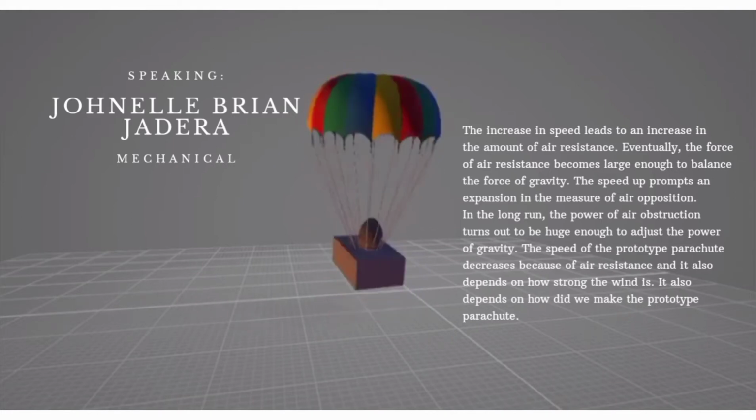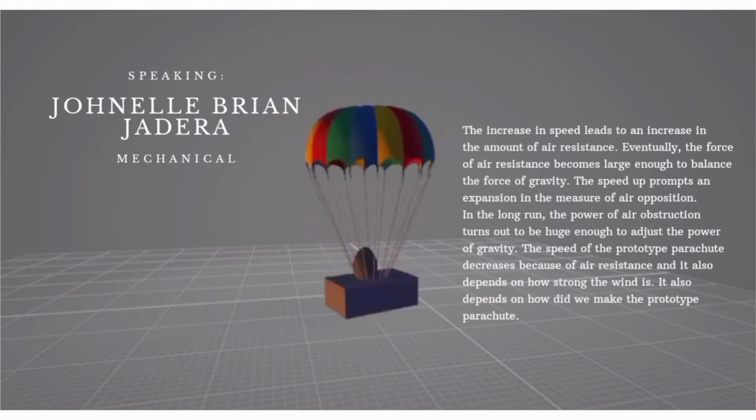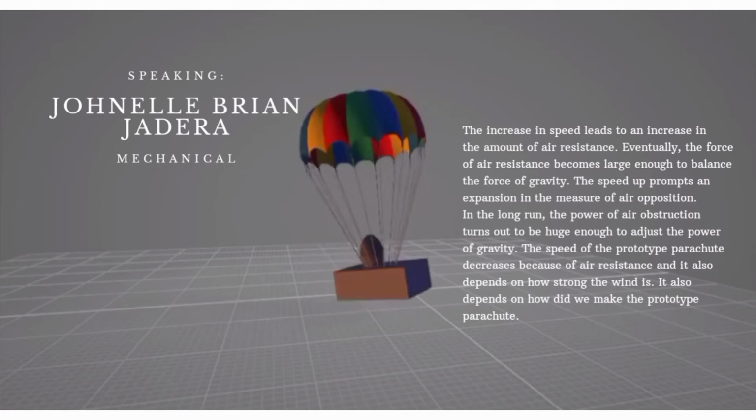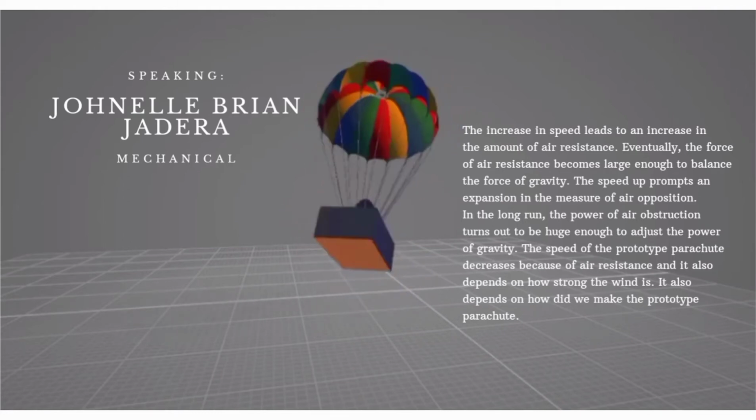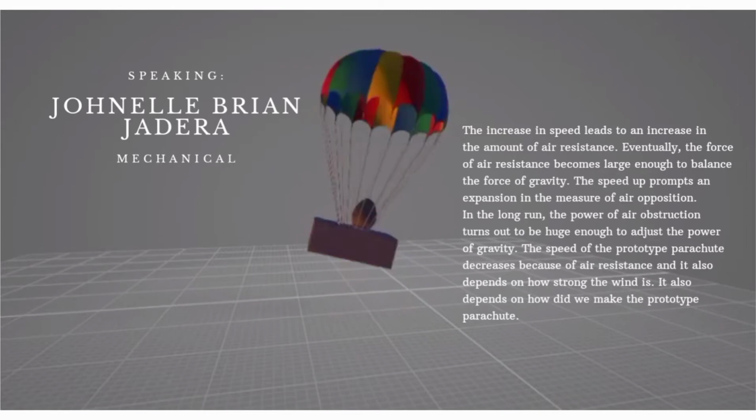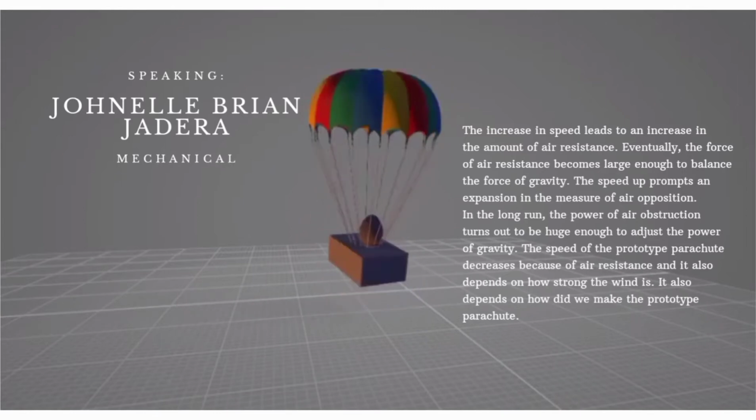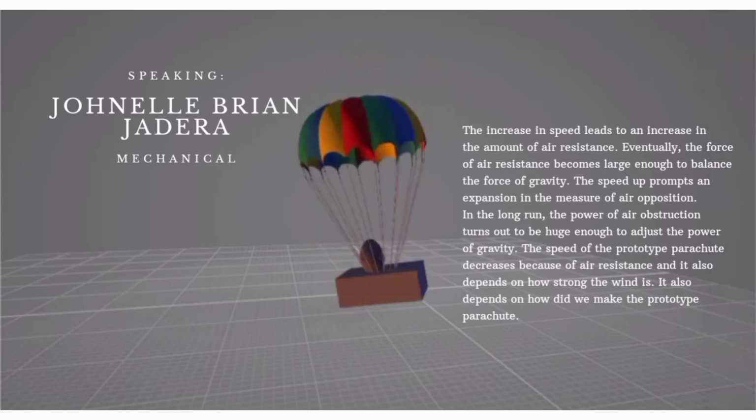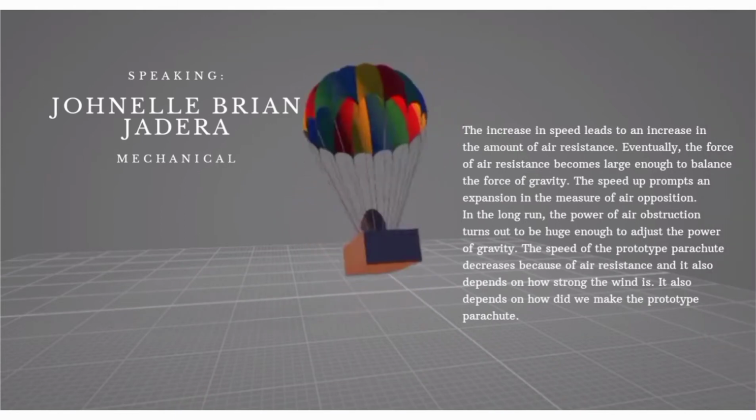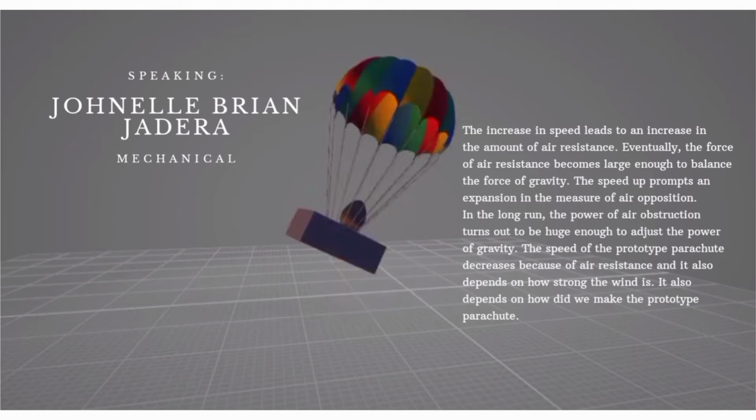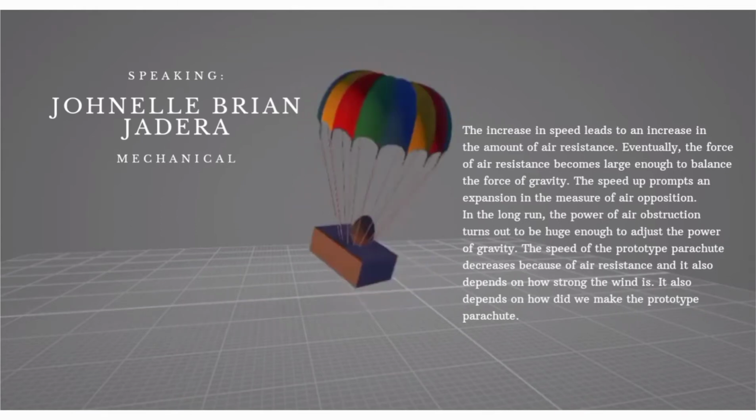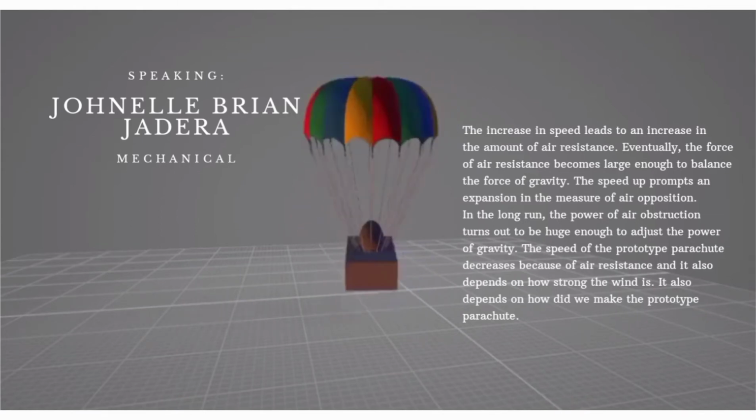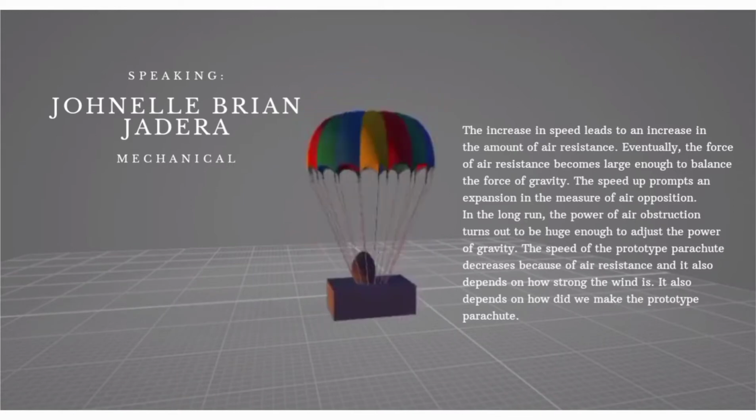The speed up prompts an expansion in the measure of air opposition. In the long run, the power of air obstruction turns out to be huge enough to adjust the power of gravity. The speed of the prototype parachute decreases because of air resistance, and it also depends on how strong the wind is. It also depends on how we made the prototype parachute.